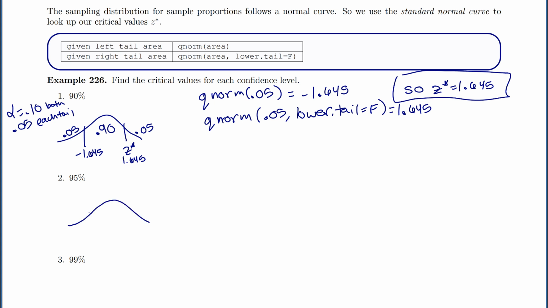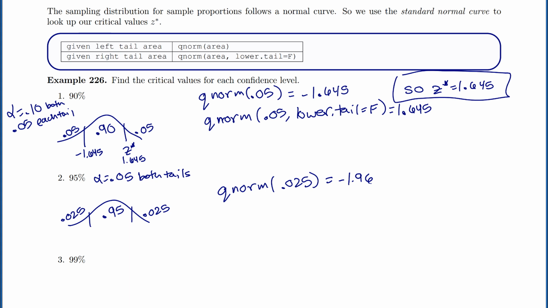If I want 95%, we did this one once already. We'd want 0.95 in the middle. I'd say alpha equals 0.05. That's the area in both tails. And so that means we'd have 0.025 area in either tail. So I just divide that by 2. 0.05 by 2 gives me 0.025. So I'll look up qnorm of 0.025. And if I put that in, I'm going to get negative 1.96. So this value is negative 1.96, which means that my positive value has to be positive 1.96. So we'll say Z star equals 1.96.